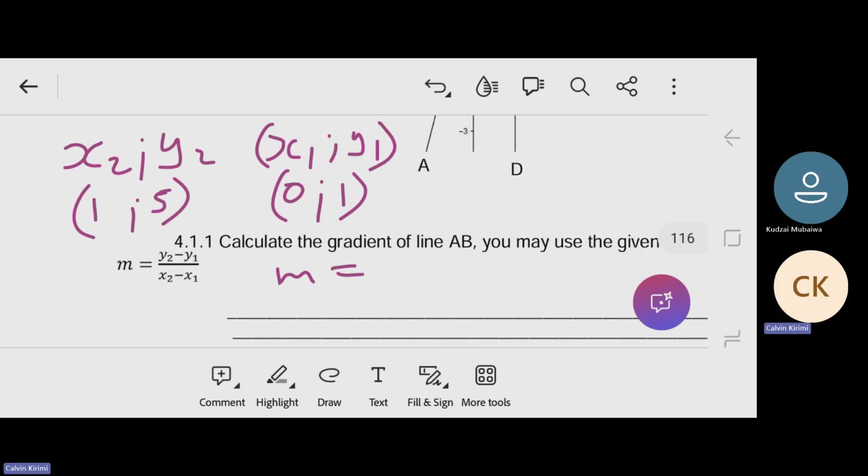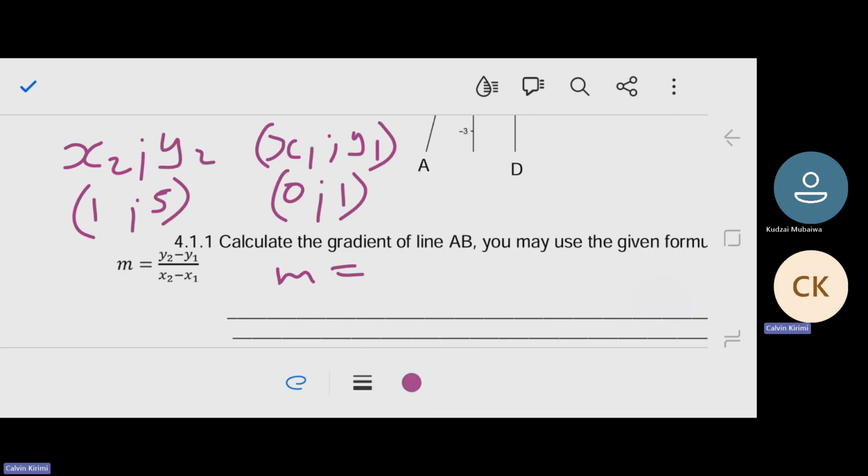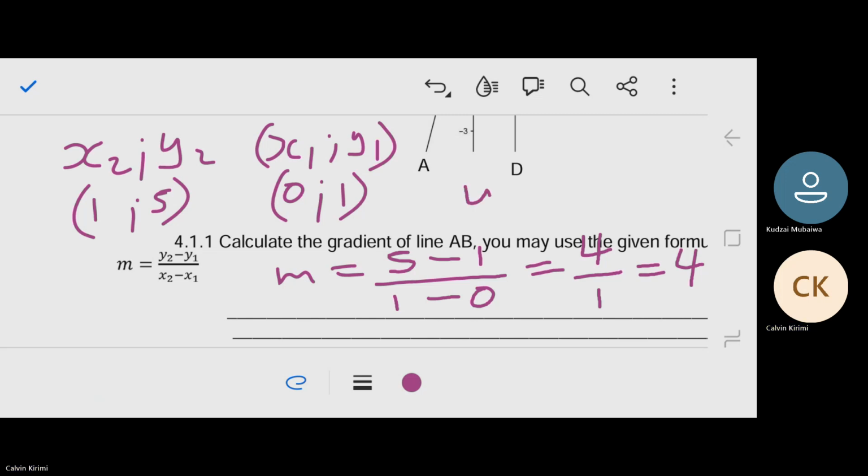Right. So the gradient is going to be y2, you said 4, so it will be 5 minus 1 over 1 minus 0, which equals 4 over 1, which equals 4. Right. So now we know the m. And our equation, we know y equals mx plus c. That is the standard form.